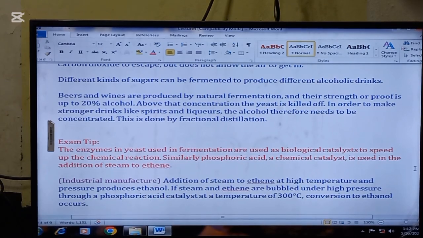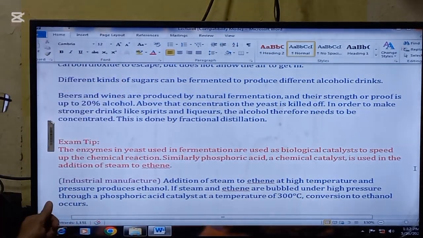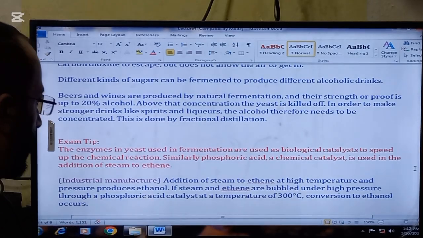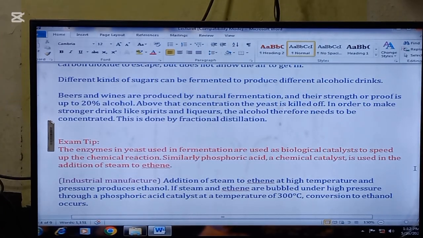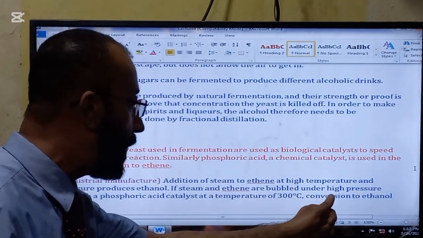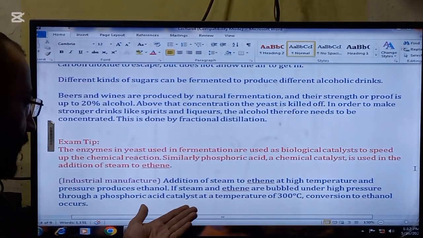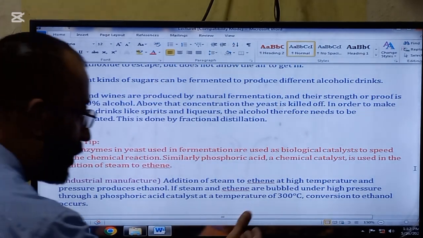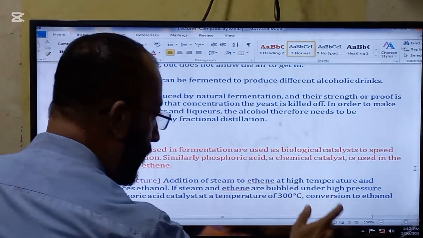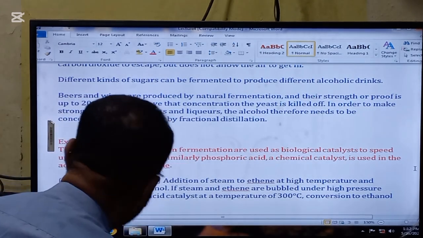Industrial manufacture. Addition of steam to ethene at high temperature and pressure produces ethanol. If steam and ethene are bubbled under high pressure through a phosphoric acid catalyst at a temperature of 300 degrees C, conversion to ethanol occurs.